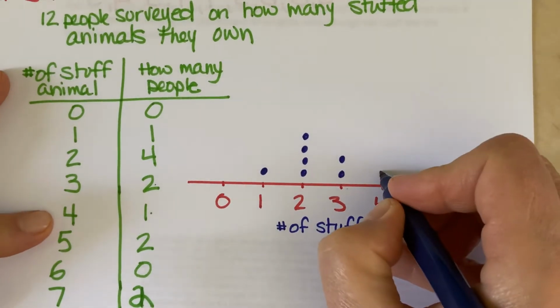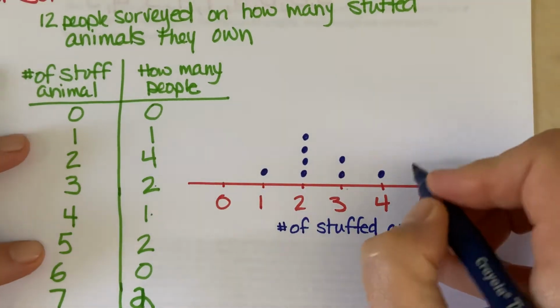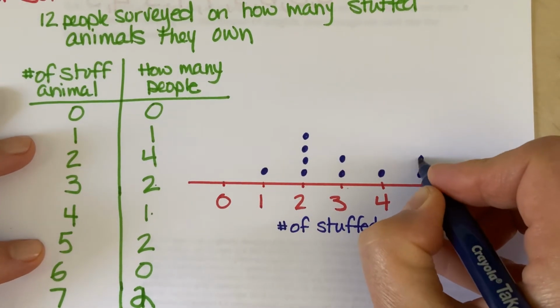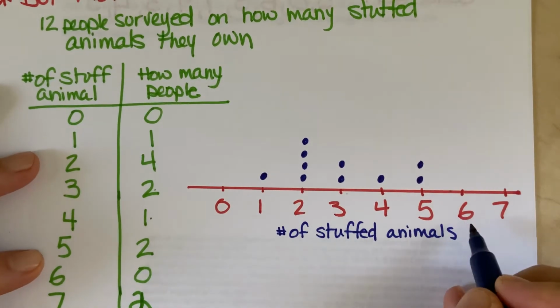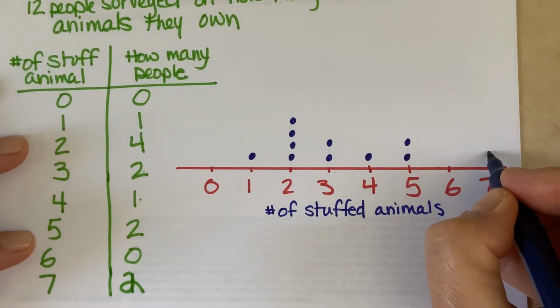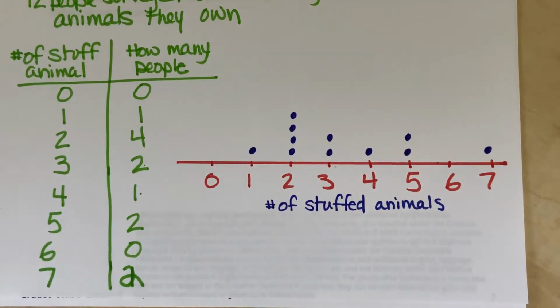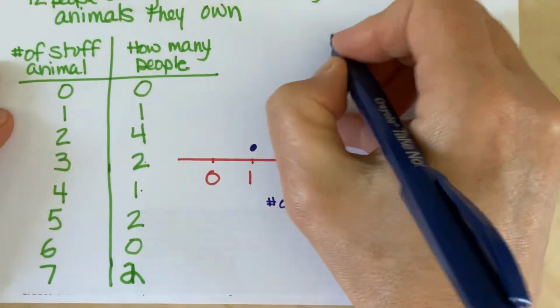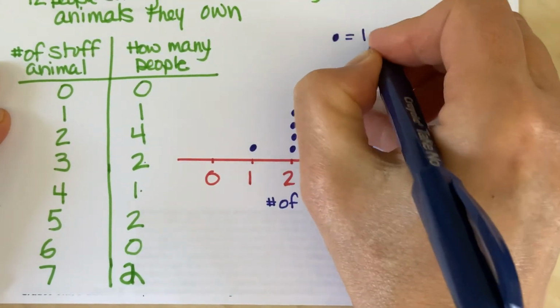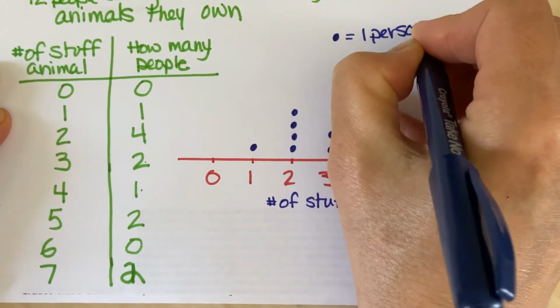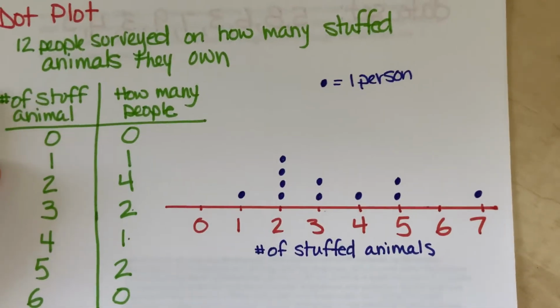1 person had 4. 2 people had 5. Nobody had just 6, and 1 person had 7, okay? So that's what this means. So each dot represents one person. Okay, so that's how a dot plot works.